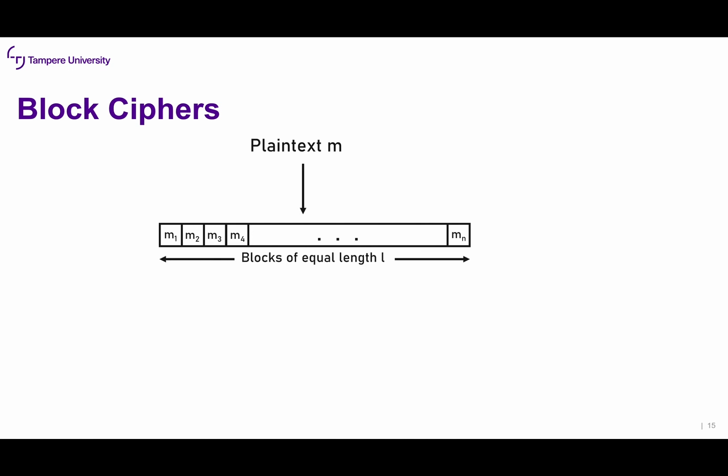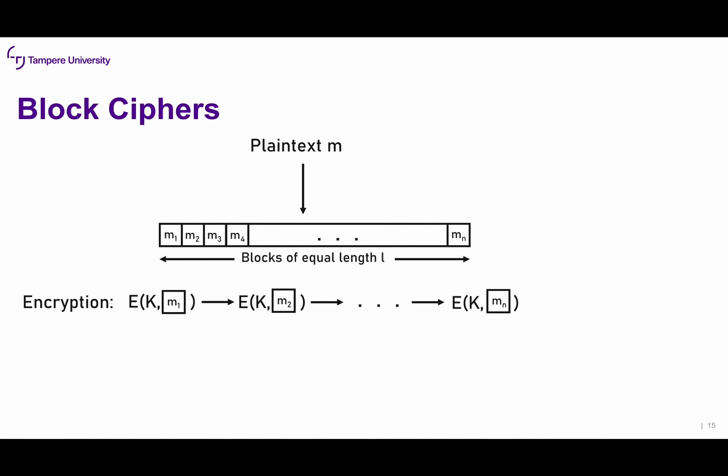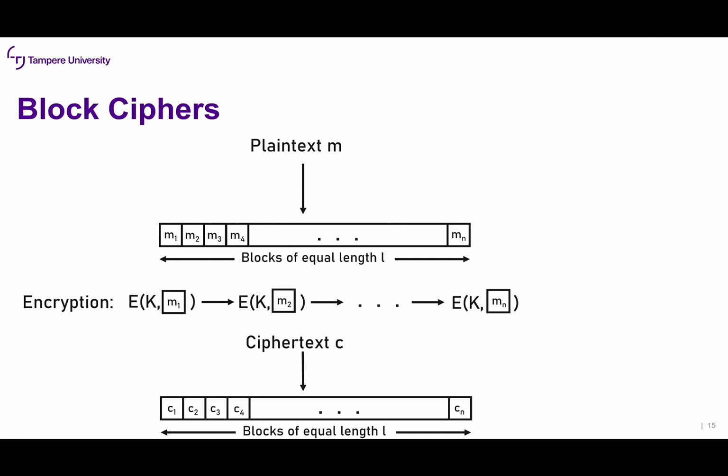So we split our message M into blocks of equal length, and then we encrypt each block at a time until we encrypt all of our blocks, and this will result in our ciphertext. So we will have ciphertext of blocks of equal length L, and the entire ciphertext will have equal length as the actual plaintext. So this is the main idea of block ciphers and the difference from stream ciphers. Stream ciphers encrypt bit by bit. Block ciphers split our message into blocks of equal length and encrypt one block at a time, and then decrypt one block at a time, right?